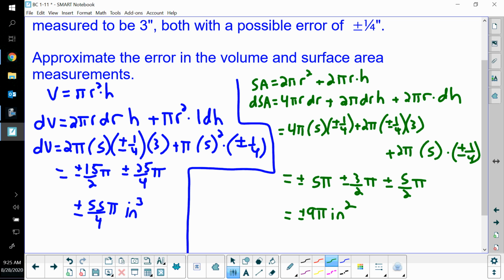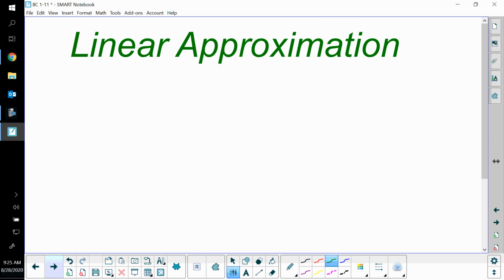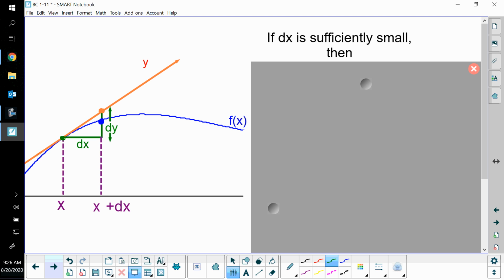So hopefully between yesterday and those couple examples, you feel pretty comfortable with doing differentials to find your approximated error. So another way to go about this is doing linear approximation. Linear approximation is essentially doing the same thing as differentials, but instead of just the change, it's finding the y value of the tangent line. So it's using the y value of the tangent line to estimate the y value of the curve when you move a little bit away from your point of tangency.